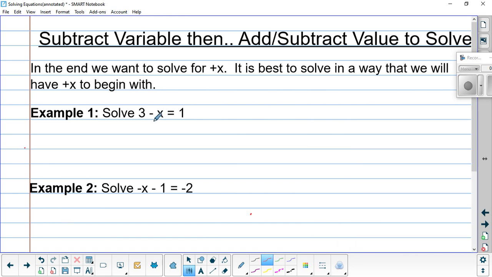So here, to get rid of negative x, let's first add it to both sides. Okay, so then what we'll find is we have 3 equals 1 plus x. That way when we solve this now, we'll have a positive x and we don't have to do anything at the end. So here we can subtract 1, and our final solution then, we're left with 3 minus 1 is 2 equals x.